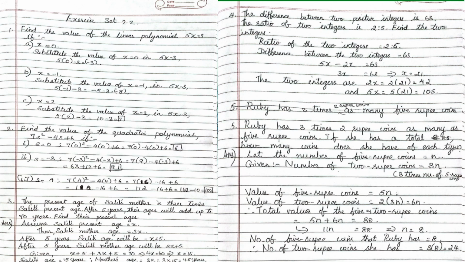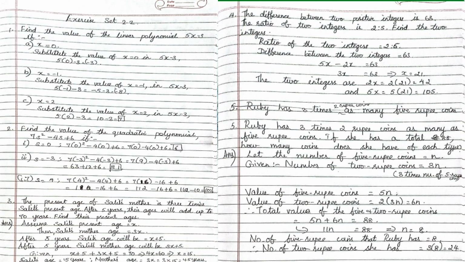What is the other information given? The difference between the two integers is 63. So, the first number will be 2x. What is x? X is the common factor. 5x is the second number. So the difference between the two numbers, 5x minus 2x, is 63. So we get the value of x to be equal to 21. Now the two integers are 2 times x, 2 times 21 is 42, and 5 times x, 5 times 21 is 105.